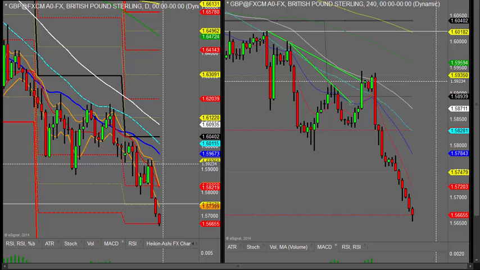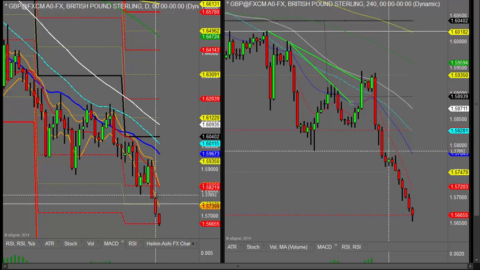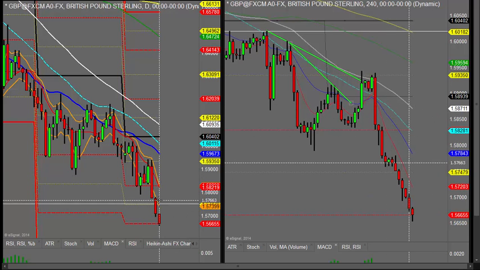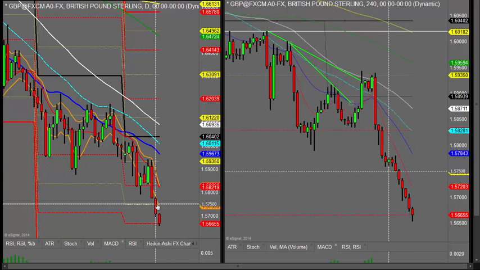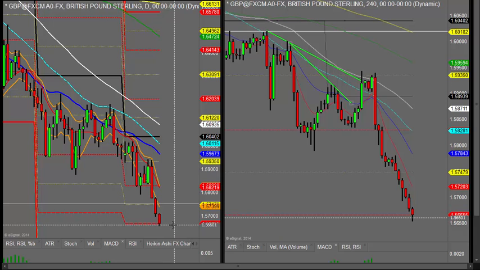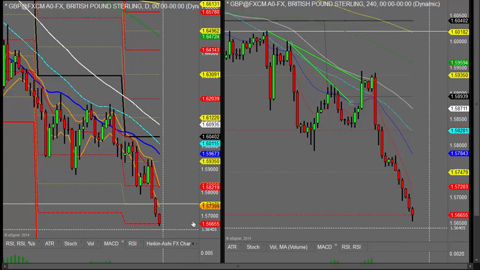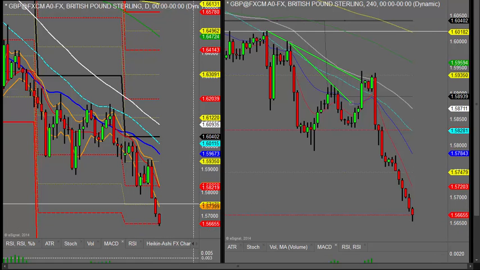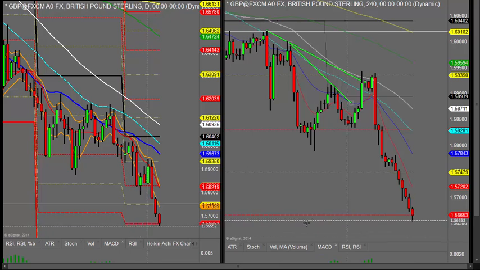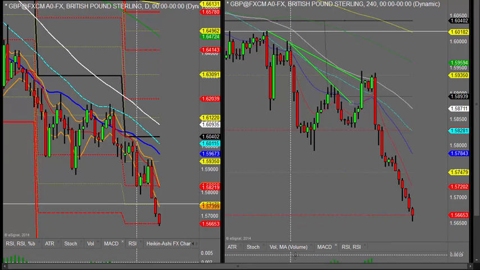Okay, looking at the pound dollar first, and as you can see, yesterday we very much continued to the downside. We broke some price support, and we're currently sitting on the monthly S2 area. Quite a way down there now. At the moment, it looks like we may just be putting in some sort of bounce. We're quite oversold at these levels.